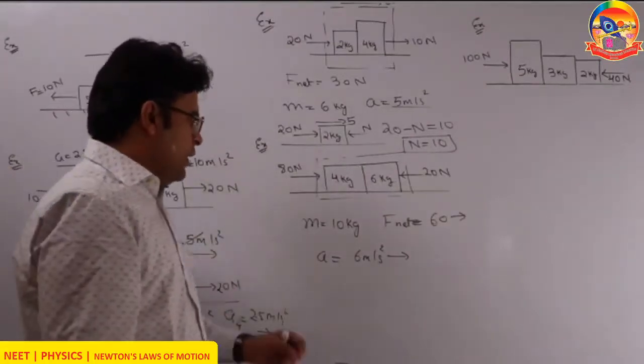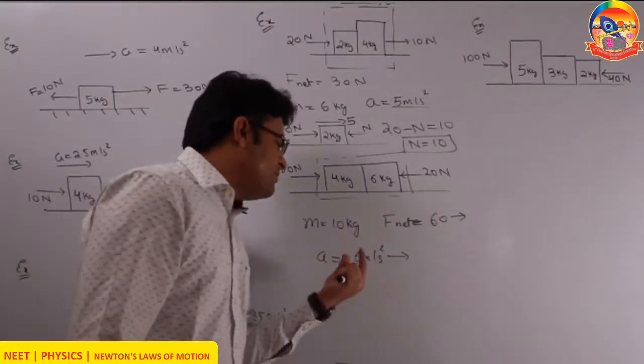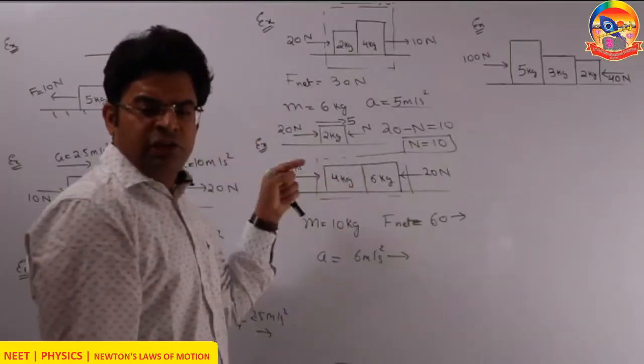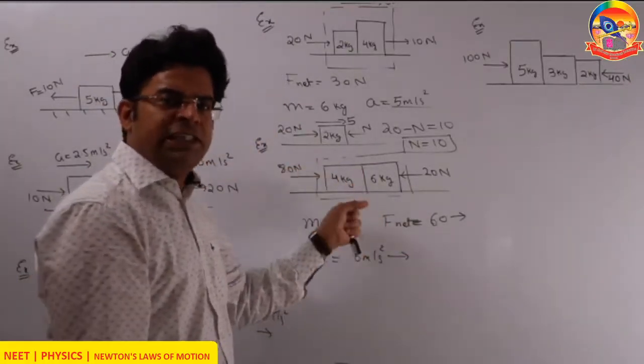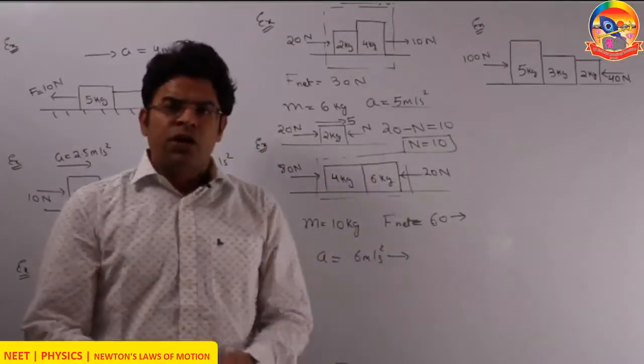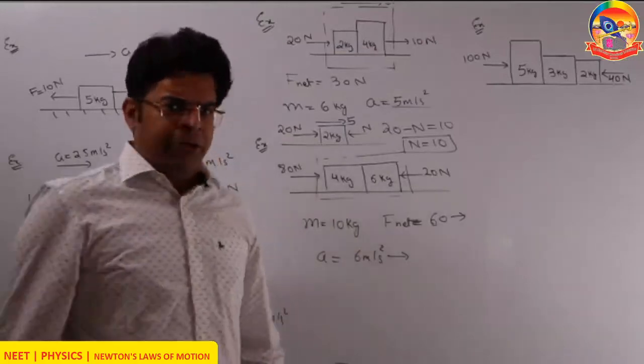Now, next question. Whose acceleration will be 6 meter per second square? Both of them. The 4 kg will have an acceleration of 6 meter per second square towards right, as well as the 6 kg. Next question. What will be the normal reaction acting between them?